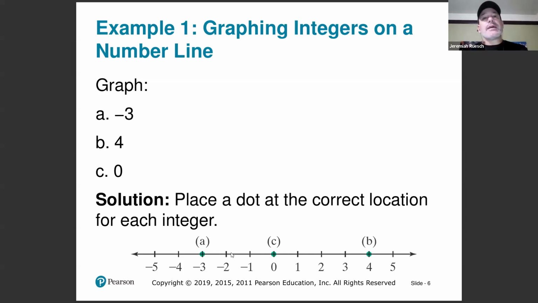In that case, from 0, we draw 0 in the center. 3 tick marks to the left would indicate -3. The center could be 0, though you don't have to place 0 in the center. 0 can be placed anywhere, but it is common for us to place 0 in the center. And then we're looking at B. We wanted to create the number +4. So 4 tick marks to the right of 0, 1, 2, 3, 4, would then be the location for +4.